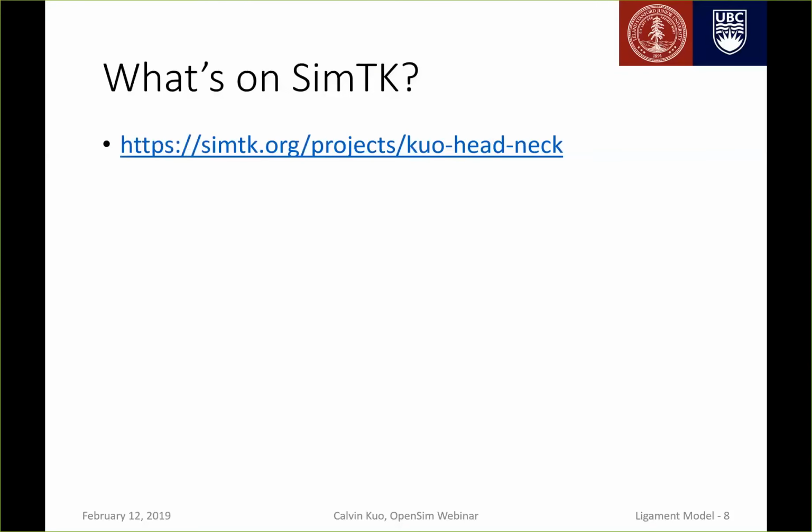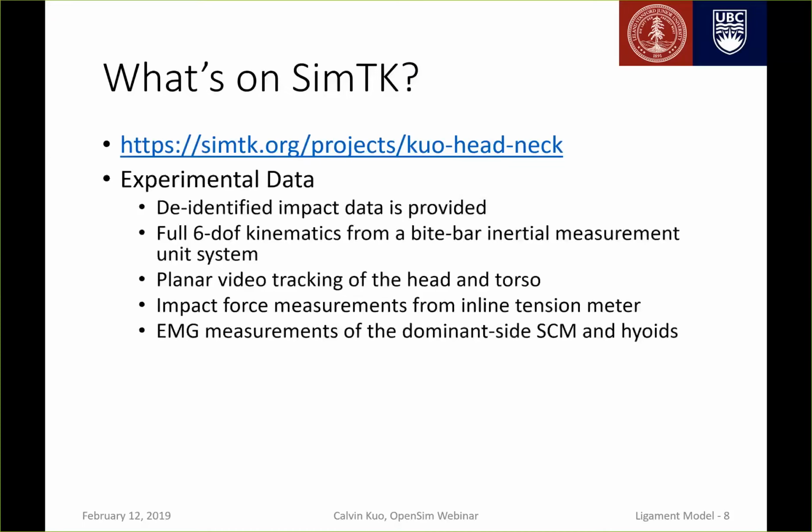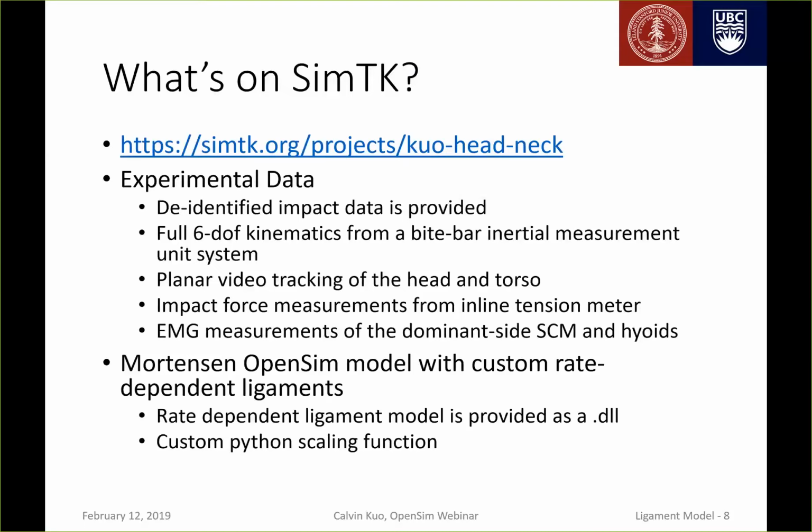So in the spirit of open source dissemination and fostering collaboration, we've made a lot of the material covered here available on SimTK. Raw, de-identified experimental data is provided, such as IMU kinematics and impact forces, which are necessary to run and validate forward dynamic simulations. Note that we cannot include video here, as this includes identifiable information. We've also included John's model with the added rate-dependent ligament structure, along with a custom Python scaling function that is necessary to properly scale the ligaments. We've also included all of the experimental models, simulations, and results files.